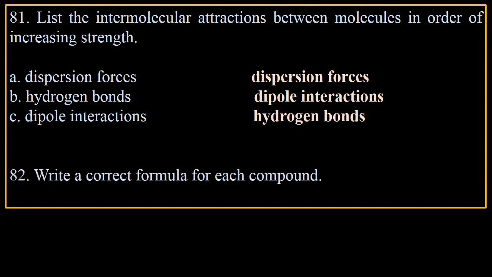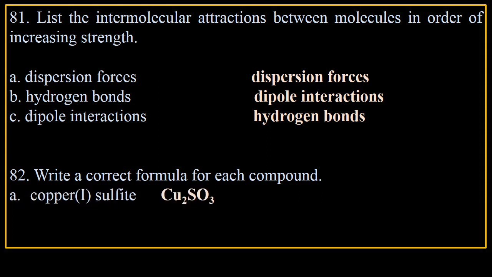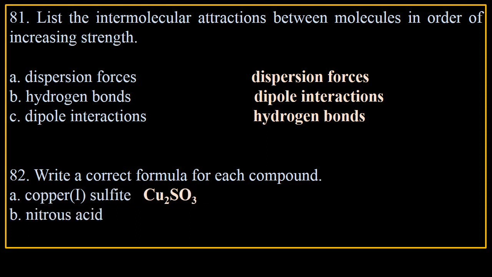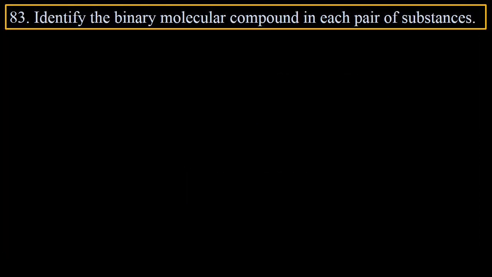All right, write a correct formula for each compound. We're going to go through the next five slides quickly. Copper sulfite is Cu2SO3, and then nitrous acid would be HNO2. That would be the answer to that, HNO2, nomenclature.